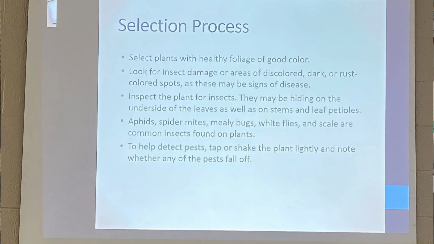Selection process. Select plants with healthy foliage and good color. Look for insect damage or areas that are discolored, or dark or rust colored spots, as they may be signs of disease. Inspect the plants for insects. They may be hiding on the underside of the leaves as well as on the stems and leaf petioles. Aphids, spider mites, mealybugs, whiteflies, and scale are common insects found on plants. To help detect plant pests, tap or shake the plant lightly and note whether any of the pests fall off.